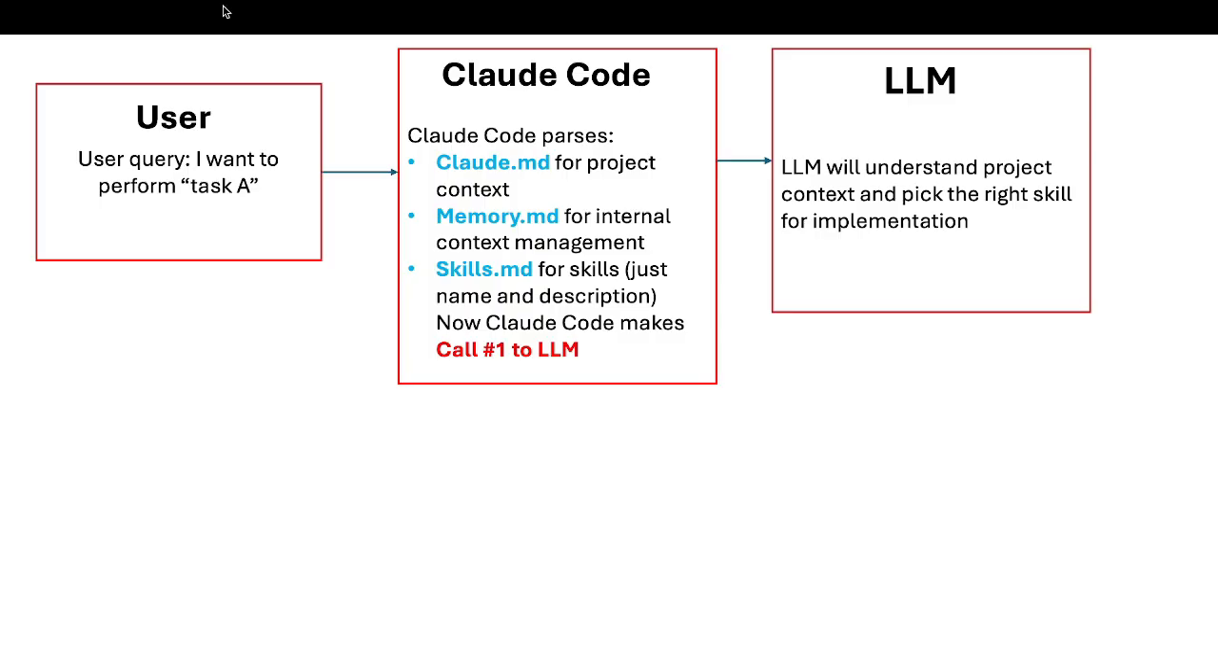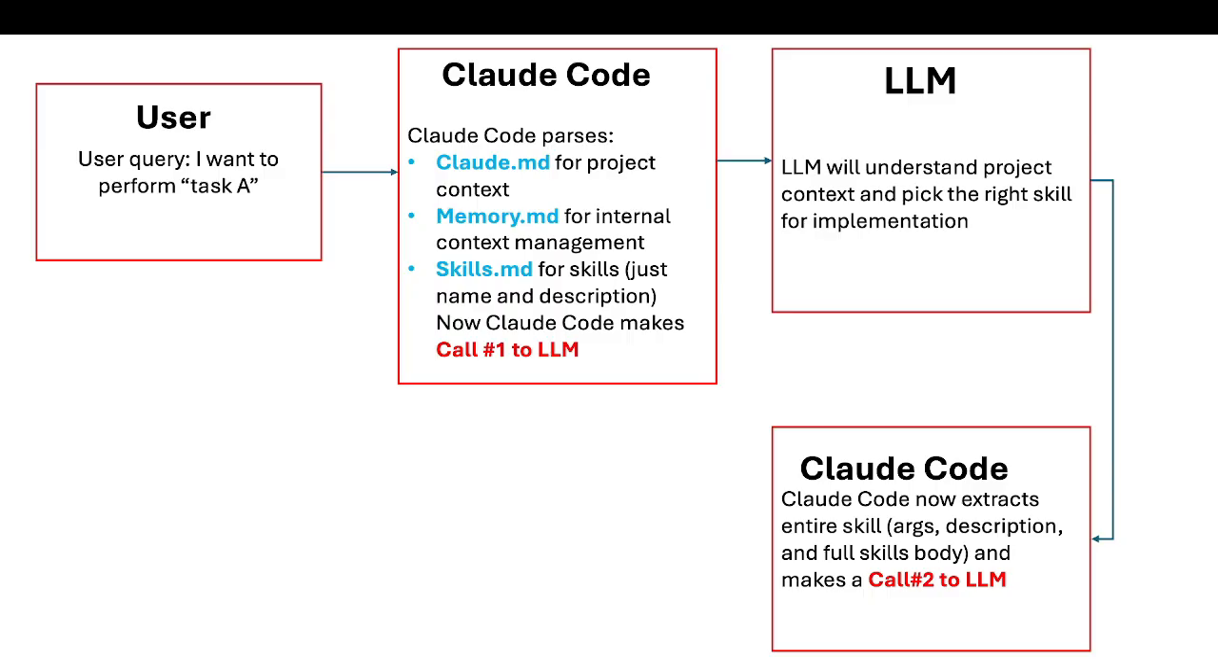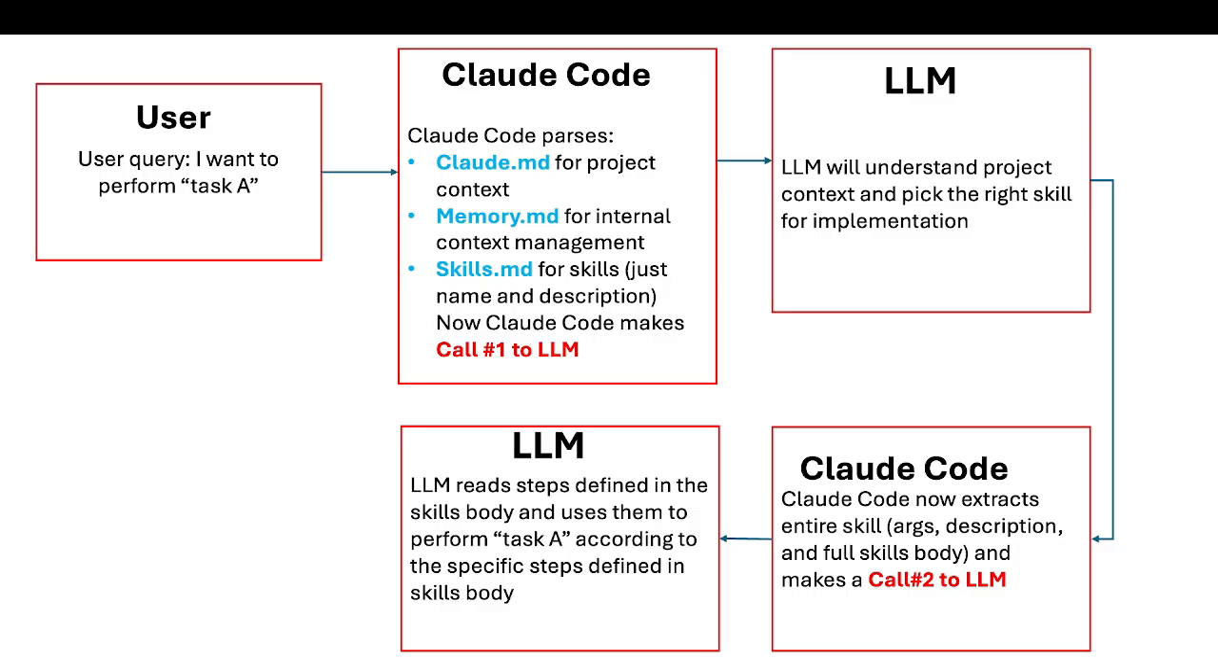So once the LLM knows which skill it needs to solve a problem, Claude Code extracts the entire skill body and passes it over to the LLM, so that the LLM can intelligently follow the steps that are defined in plain English in the skills markdown file and start to use those to solve your current problem. The LLM reads the steps defined in the skill body and uses them to suggest how to perform tasks iteratively. Again, this is a pretty iterative process.